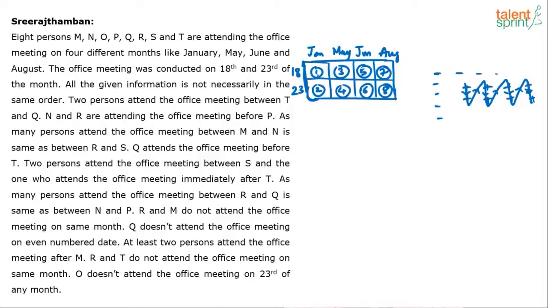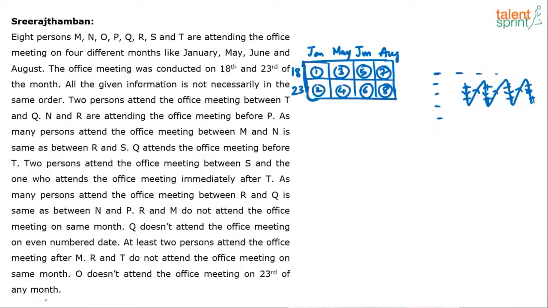You need to understand that when he says there are 2 people between T and P, and if T is in the first slot, you should not take P on the 7th slot. T dash dash P. That's not possible because T, this is one person, this is the 2nd person, and then P comes here. Alright. So keep that in mind.